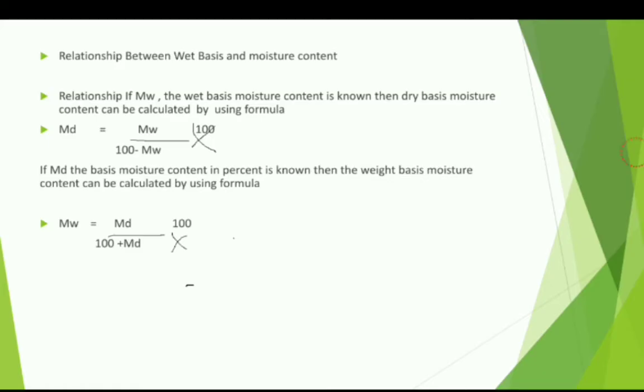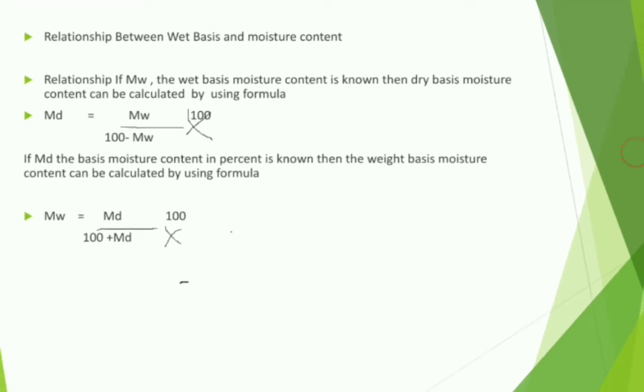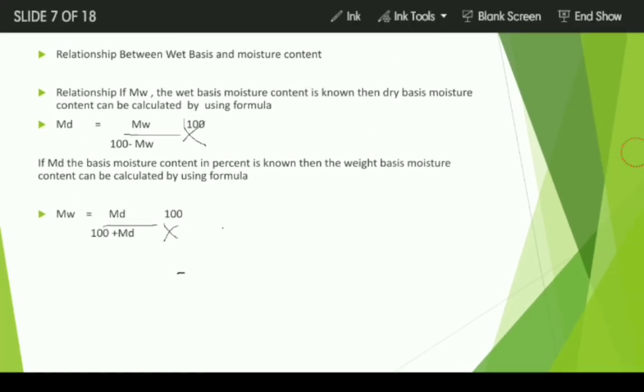Now, what is the relationship between wet basis moisture content and dry basis moisture content? It is represented by the equation MD is equal to MW divided by 100 minus MW, multiplied by 100. So if we know wet basis moisture content, then we can convert it to dry basis by using this equation.